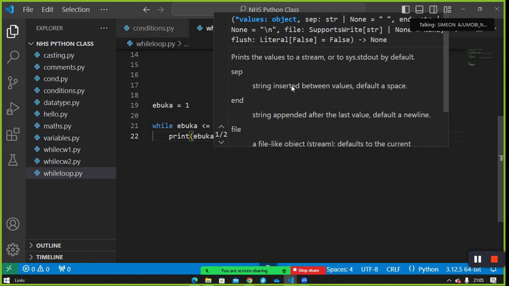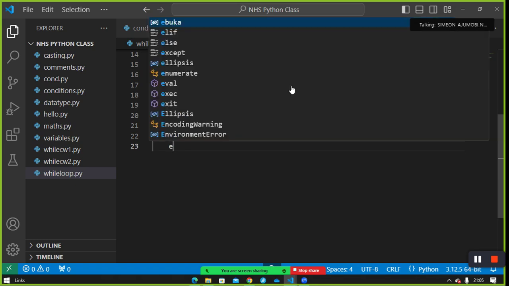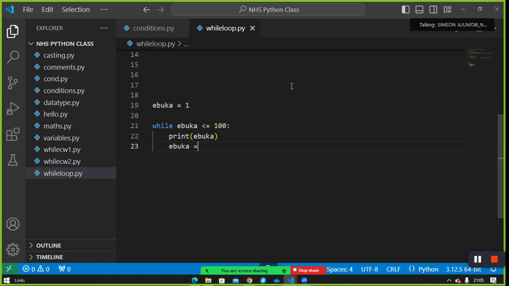I know the while statement is always somehow at first. Print Ebuka. After Ebuka is being printed, what should be done? Increment that Ebuka. So we can say Ebuka equals Ebuka, which is 1, plus 1. That is 2, plus 1, 3, plus 1, 4. So it keeps adding itself with 1 and putting it into the same Ebuka, and keeps adding 1 until it's up to 100. That is what it means.